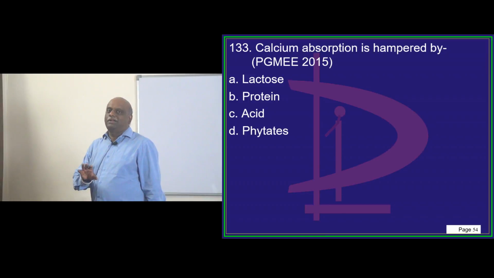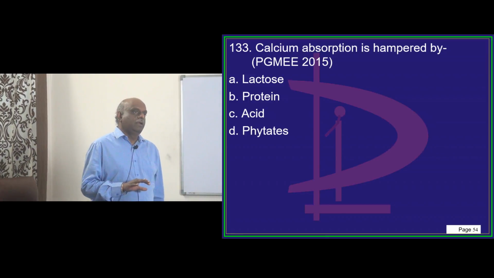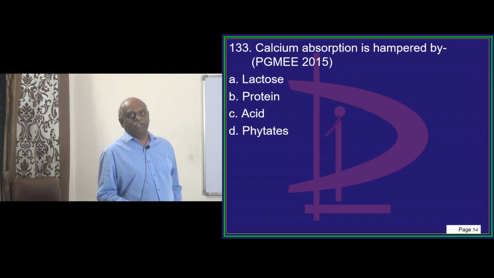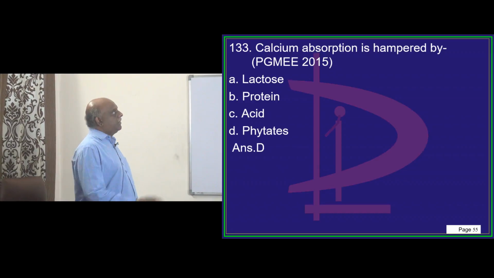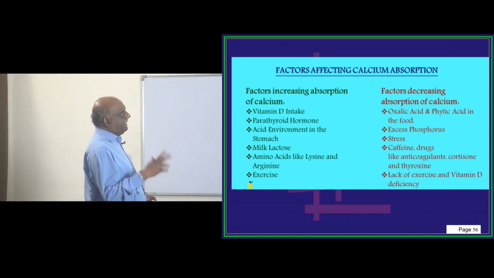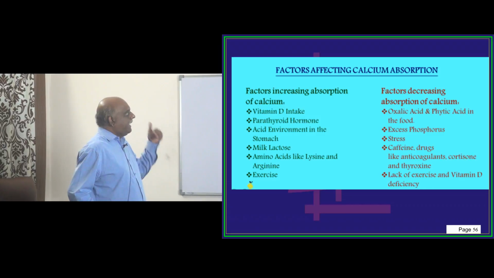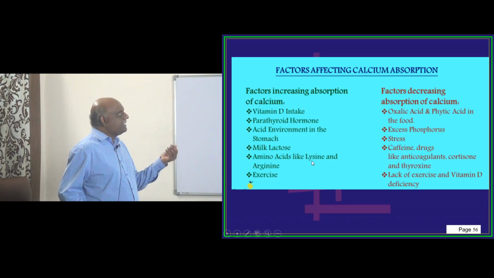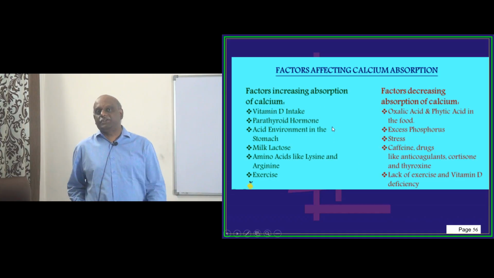What are the preventing factors for calcium absorption? The inhibitory factors for calcium absorption are one of the favorite questions of the examiner. So it is the phytates which are considered to be inhibitory. Vitamin D, parathormone, acidic environment in the stomach, lactose in milk, amino acids like lysine and arginine, exercise, they all increase the absorption of calcium.